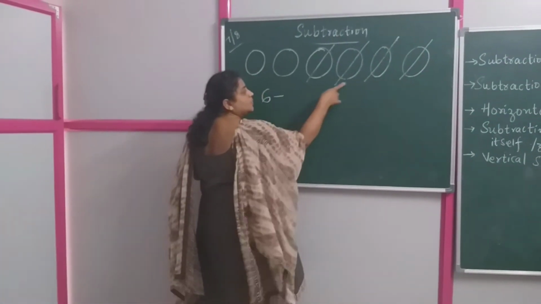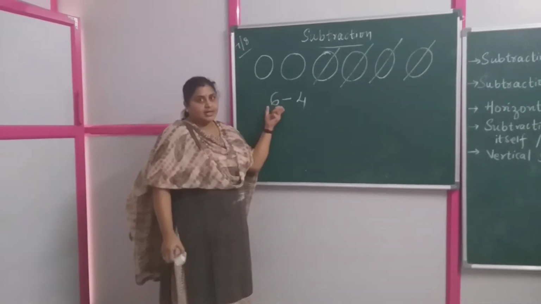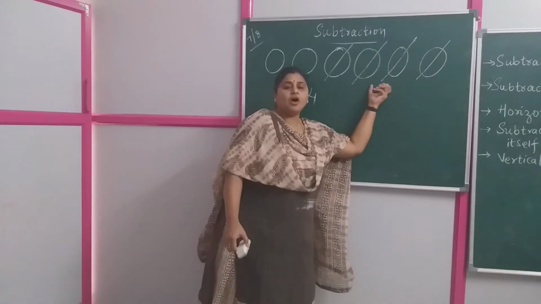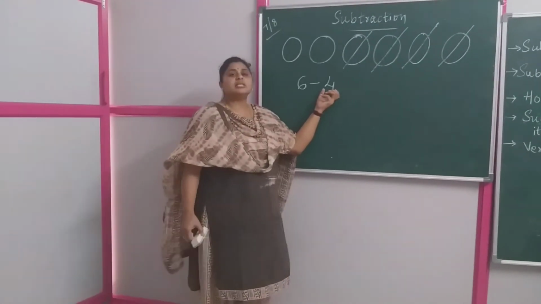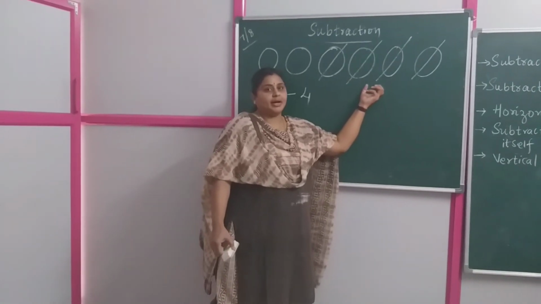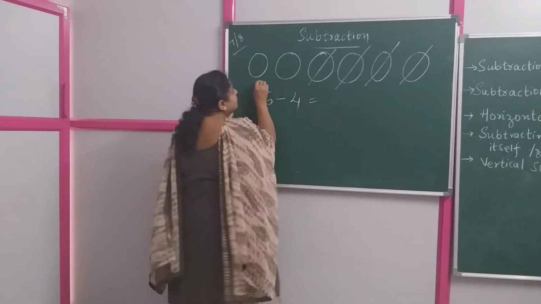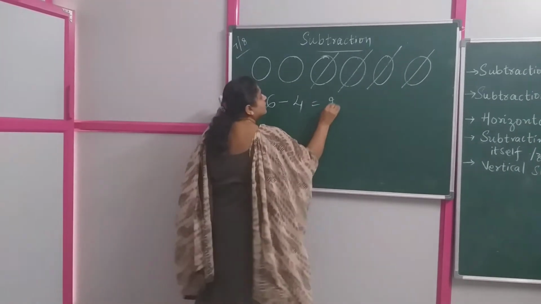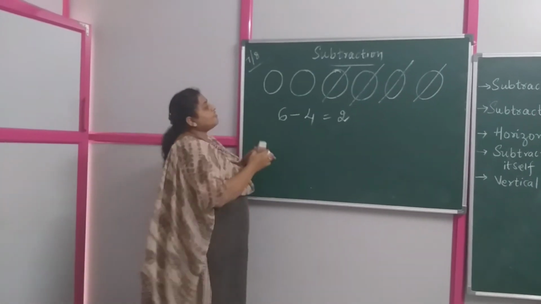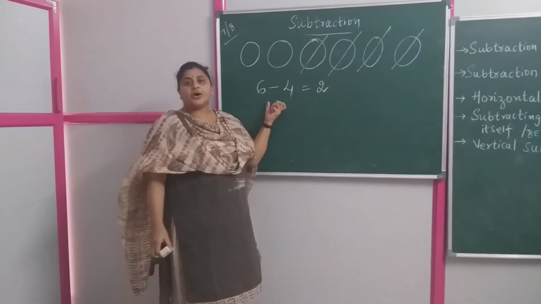1, 2, 3, 4. Got it children? So the first number, the minuend, how do you get it? The first number is nothing but the total number of objects given. And the second, the subtrahend, how do you get it? All the objects that have been struck out are the subtrahend. Now how many circles are left over? 2. Got it children? So 2 is the difference. If I give you a picture like this and ask you to write the subtraction fact, this is how you write it.